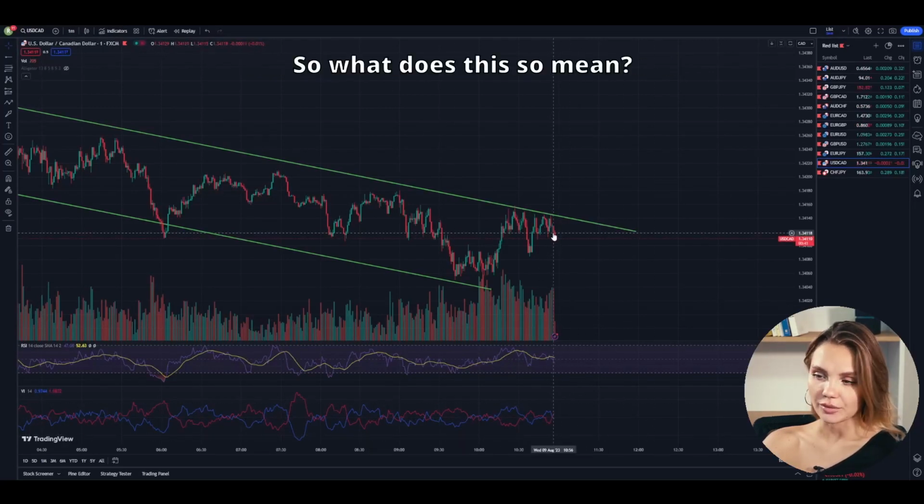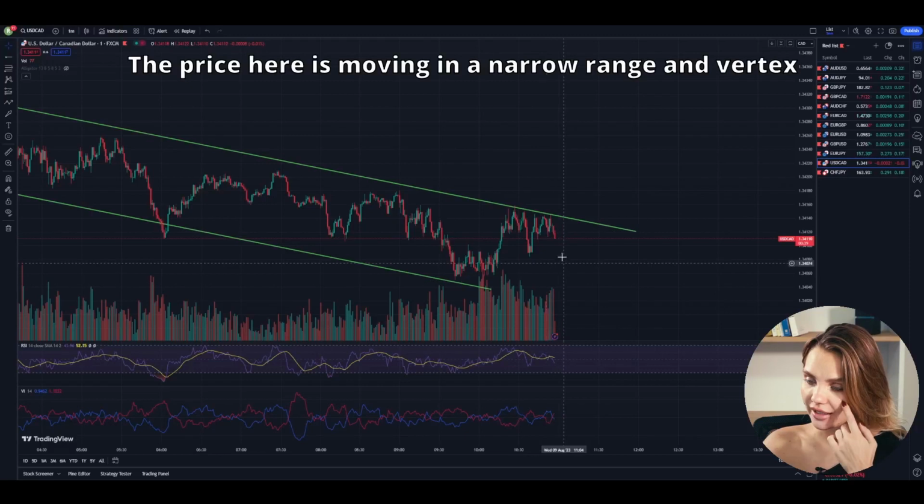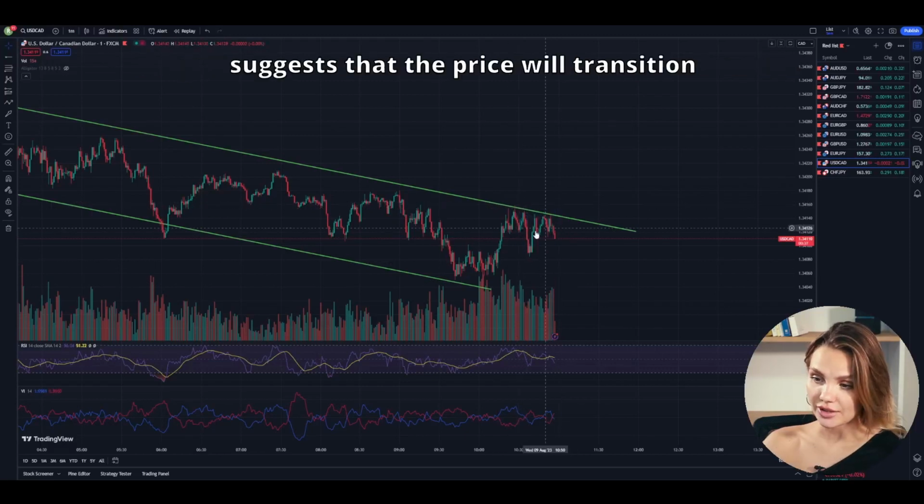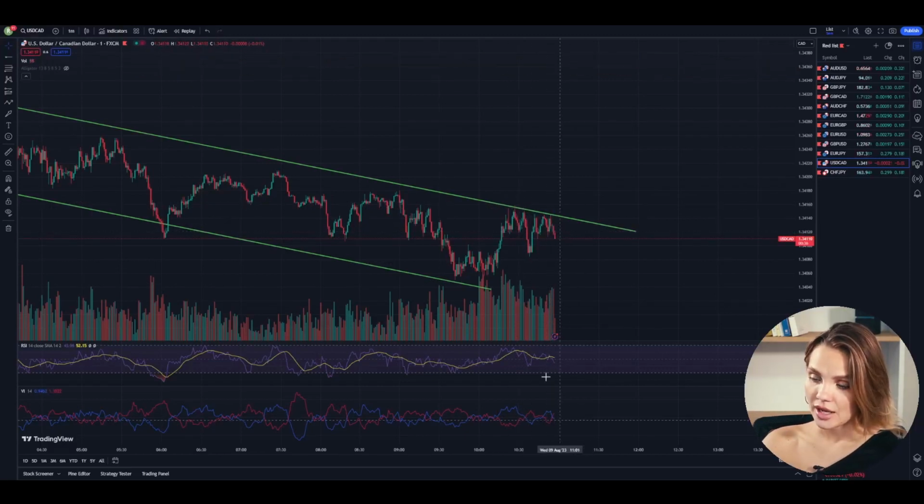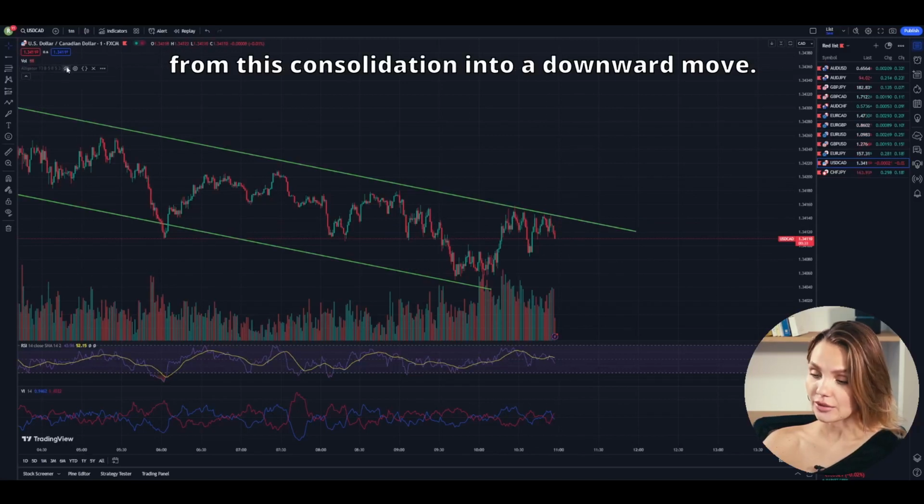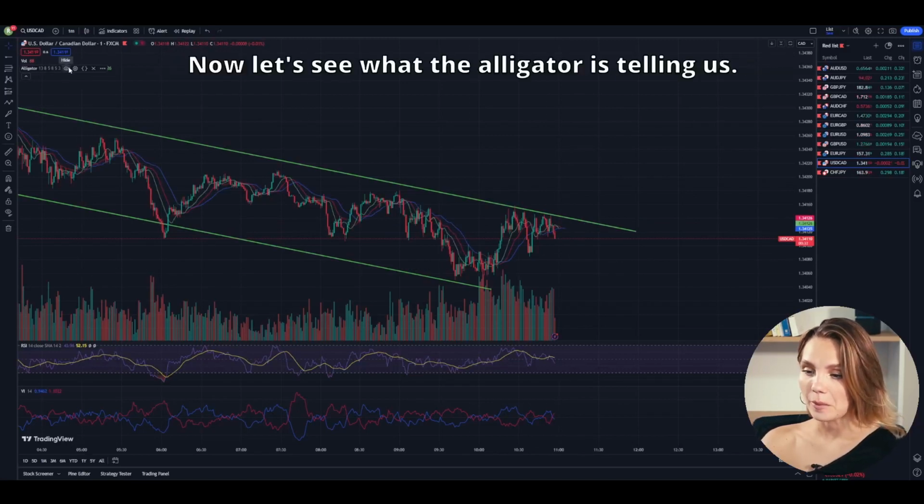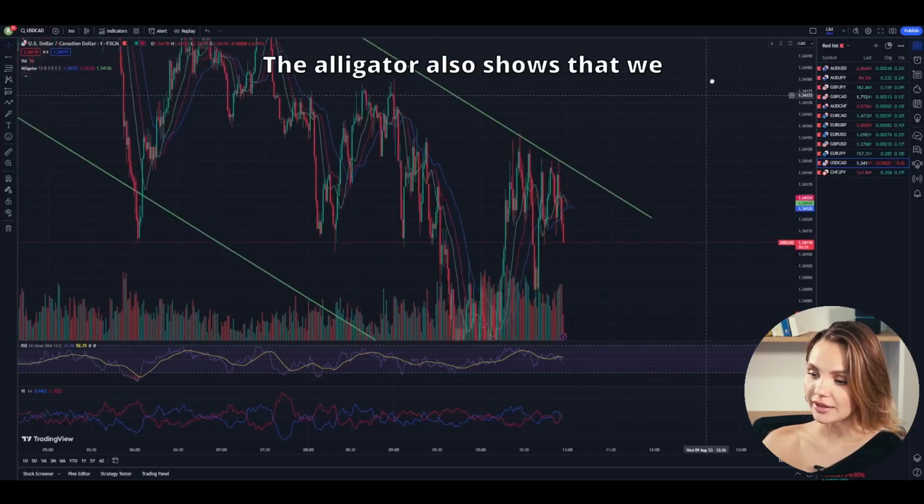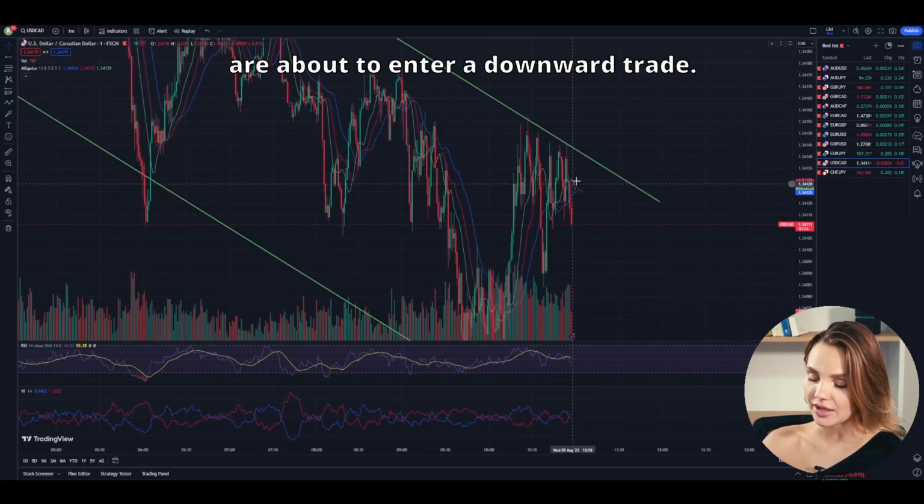So what does this all mean? The price here is moving in a narrow range, and Vortex suggests that the price will transition from this consolidation into a downward move. Now, let's see what the alligator is telling us. The alligator also shows that we're about to enter a downward trend.